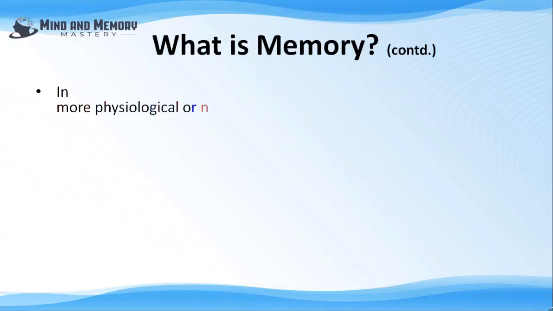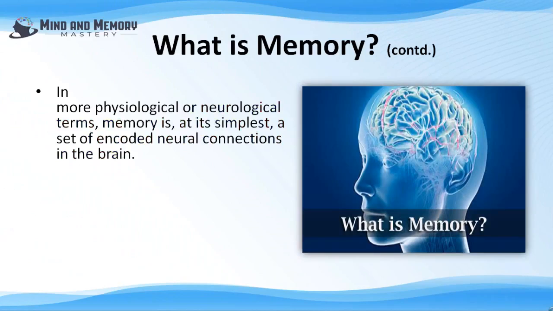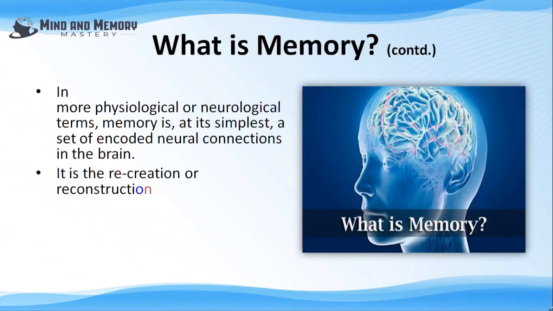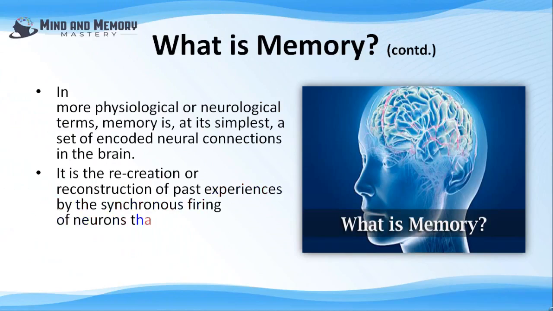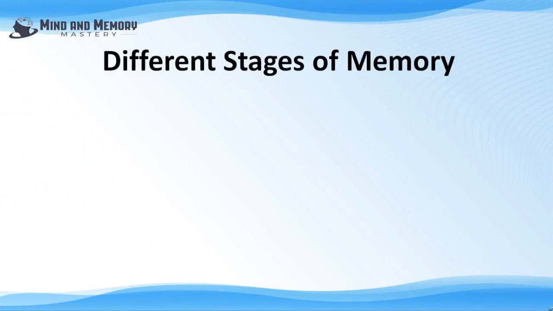In more psychological or neurological terms, memory is, at its simplest, a set of encoded neural connections in the brain. It is the reconnection or reconstruction of past experiences by a synchronous firing of neurons that were involved in the original experience. Different stages of memory.